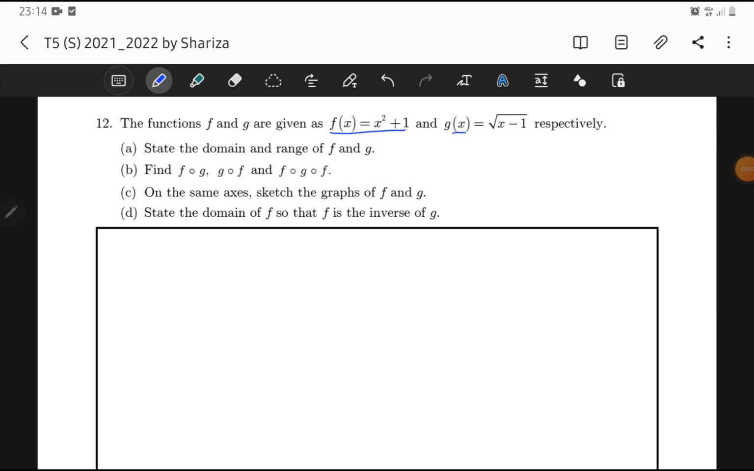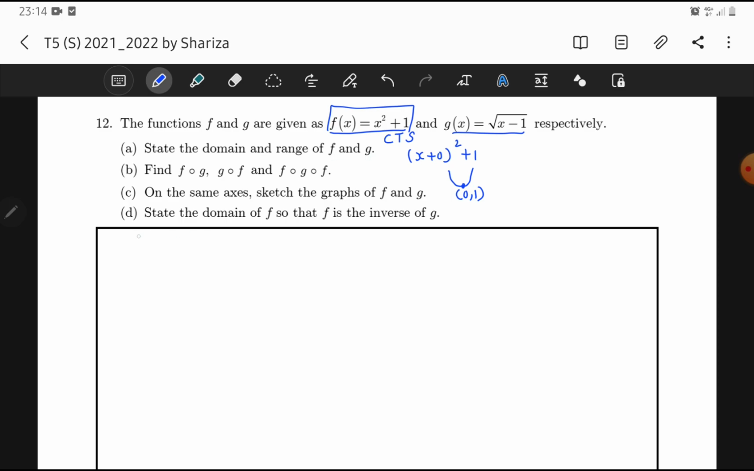Given f(x) and g(x), state the domain and range for f and g. Okay, so f(x) is a quadratic function and this is completing the square form already. Dia bentuk dia ada (x plus 0) square minus 1. The smile shape and the minimum point is (0, 1). Okay, done. Next, kita akan tengok domain and range dia.